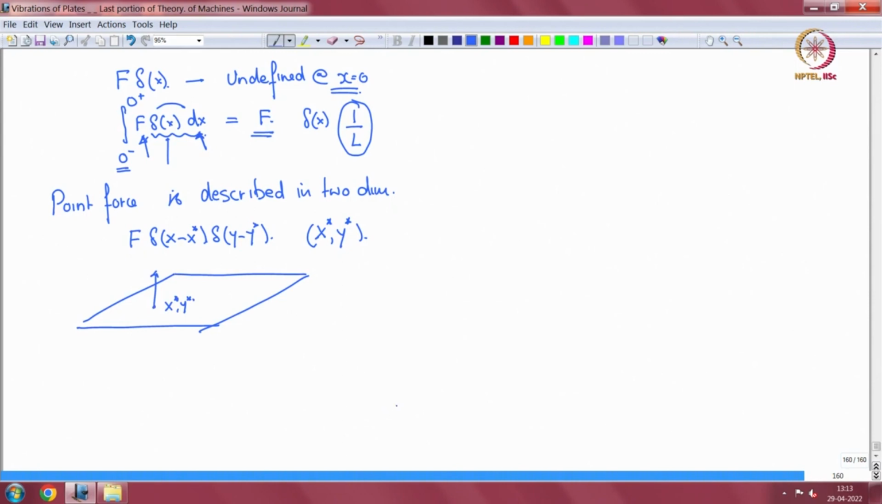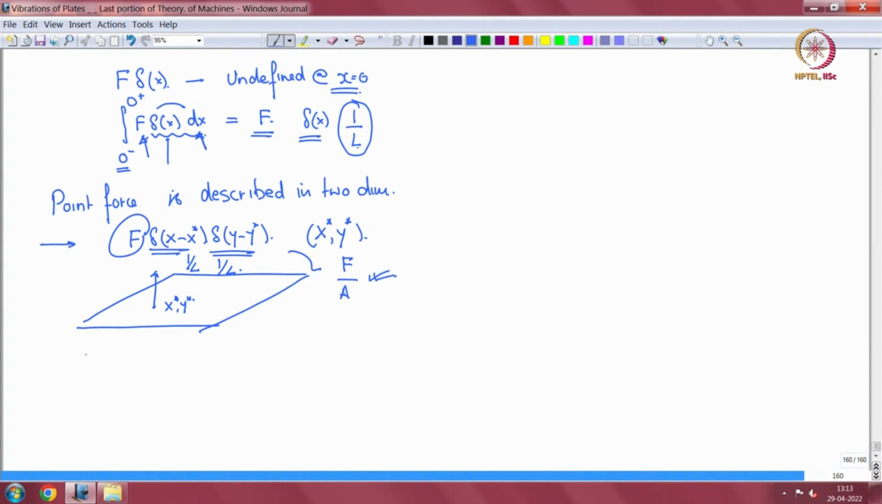So now the descriptor is describing a point force. What about the units? Well, we said delta x has 1 over length units. So this delta x has 1 over length units, this delta y has 1 over length units. So 1 over length square units, and this has force units. So together they have force per unit area units. So that is also satisfied.